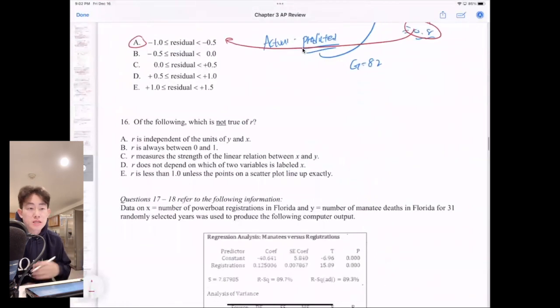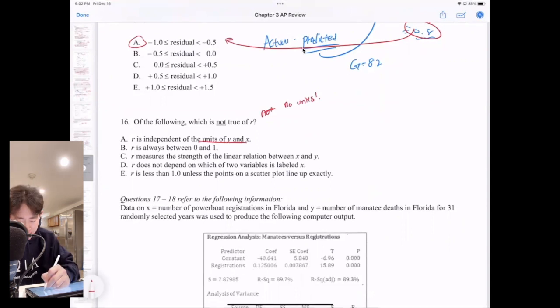All right, number 16, which of the following is not true of R? So R is not going to have any units whatsoever, no units. So it's independent of whatever the units of Y and X are. Yes, that's absolutely true. R is always between 0 and 1? No, it's always between negative 1 and 1. So that is not true.